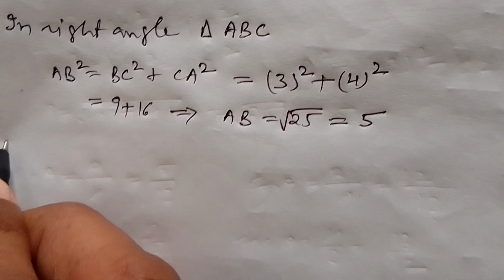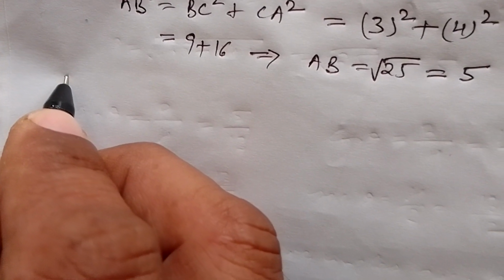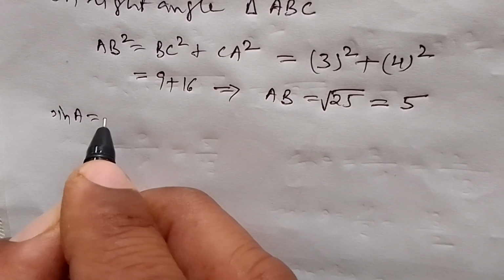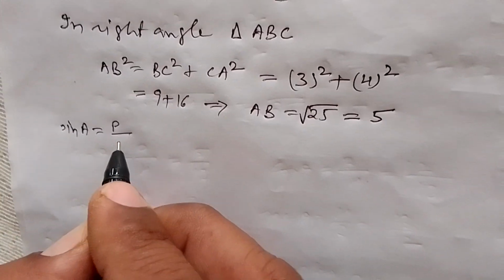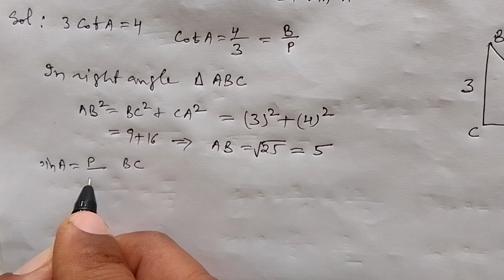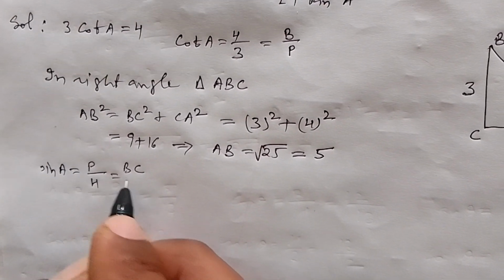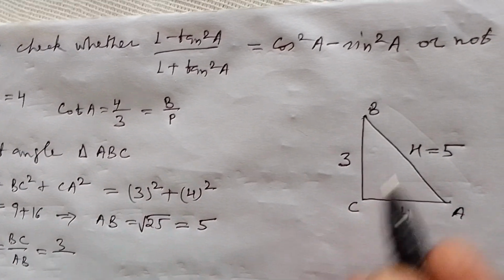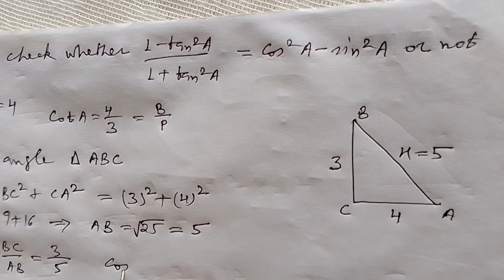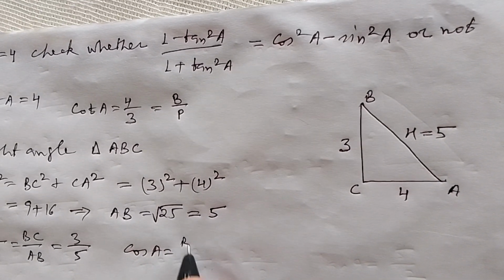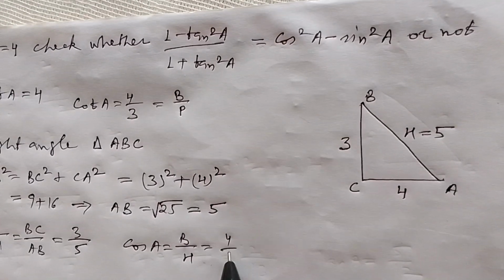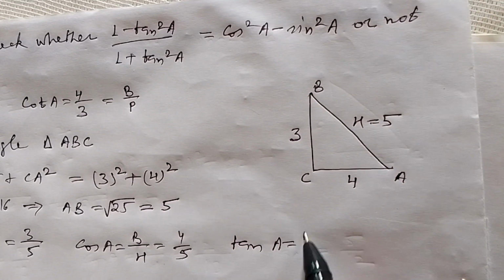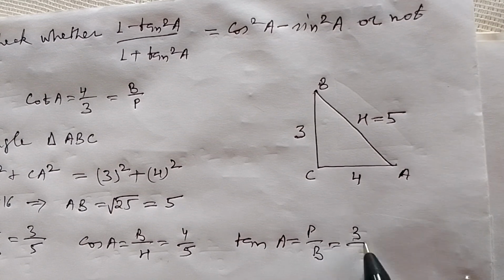From that, we can find the other trigonometric ratios, that is sin A, that is perpendicular BC by hypotenuse AB. BC perpendicular 3, hypotenuse 5, so sin A is 3 by 5. Cos A, base upon hypotenuse, that is 4 by 5, and tan A, that is perpendicular divided by base, that is 3 by 4.